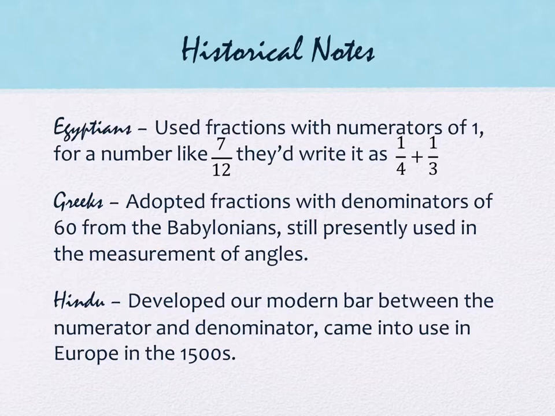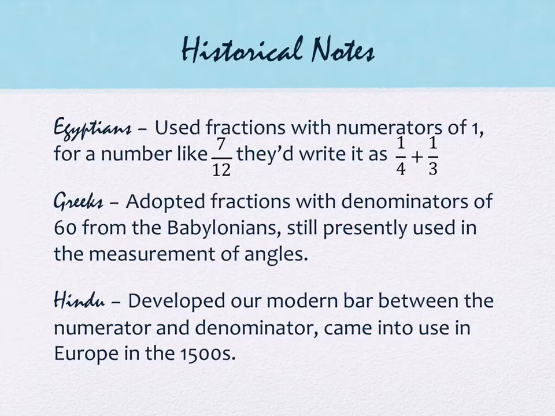The Greeks adopted fractions with denominators of 60 from the Babylonians. We still use this idea of base 60 when we talk about measurements of angles. And then the Hindus are the ones who developed our modern bar between the numerator and the denominator, in Europe around the 1500s. So fractions, this representation of a rational number, have been around for a really long time.